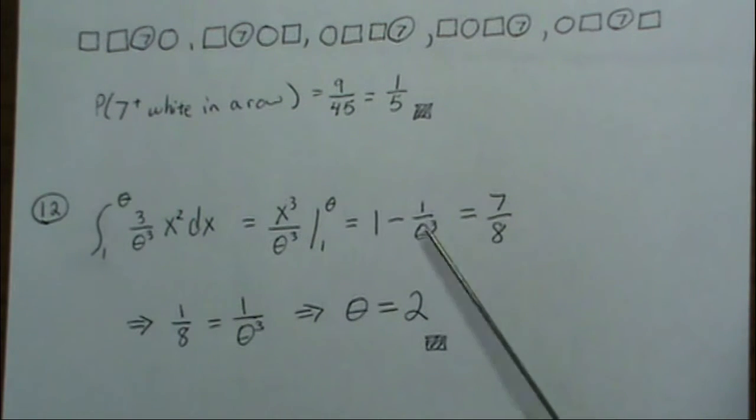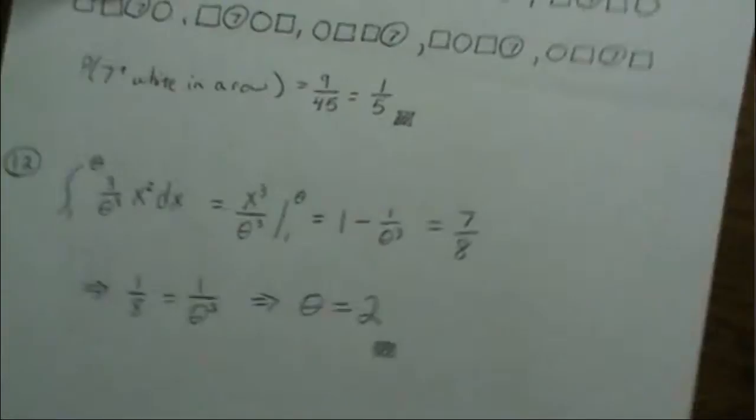So if we take this negative, subtract that over, we get 1/8 is equal to 1 over theta cubed. And clearly 8 equals theta cubed, which means theta is equal to 2.